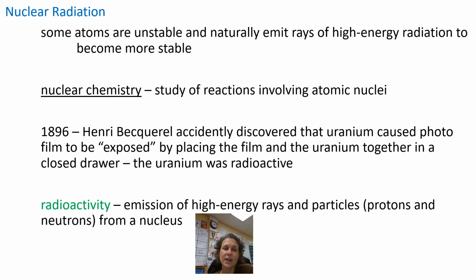And this whole field is studied in nuclear chemistry. It was actually kind of accidentally discovered by a guy named Henri Becquerel. He discovered that uranium, which is a rock, caused photofilm to be exposed. So he put the rock samples and some X-ray film in the same drawer, left them for who knows how long. And when he came back, there were a bunch of white dots all over his X-ray film where the rock had exposed that film. And so he said that rock contains a source of energy. And he, along with others, called this radioactivity.